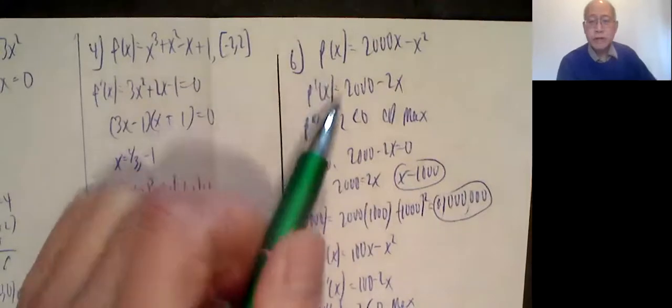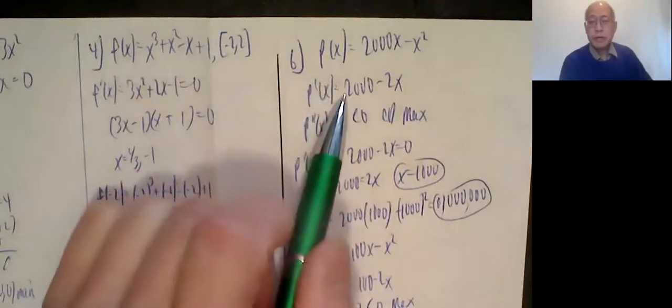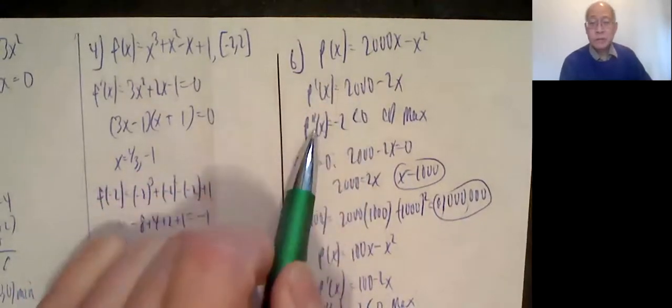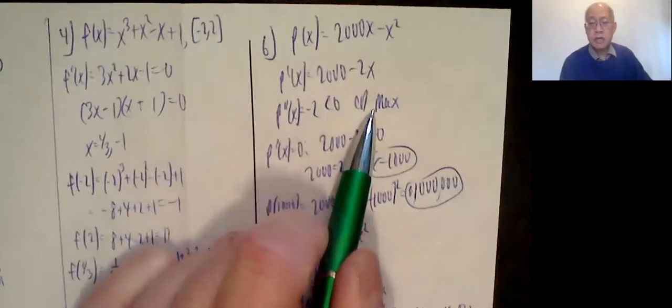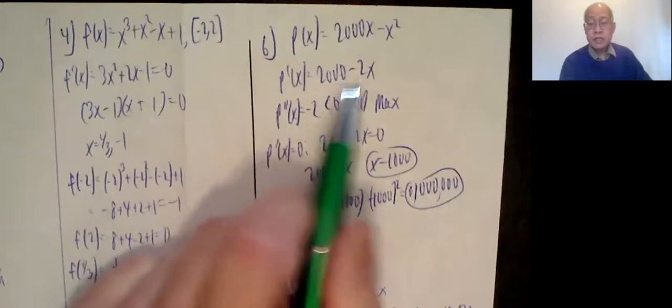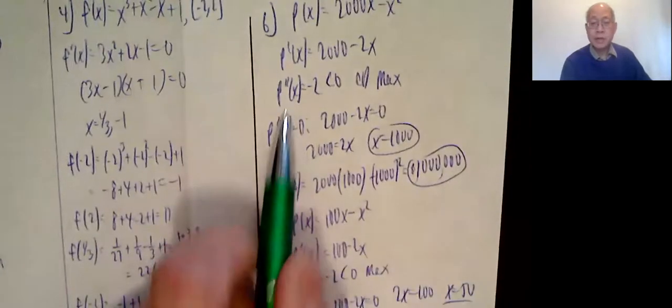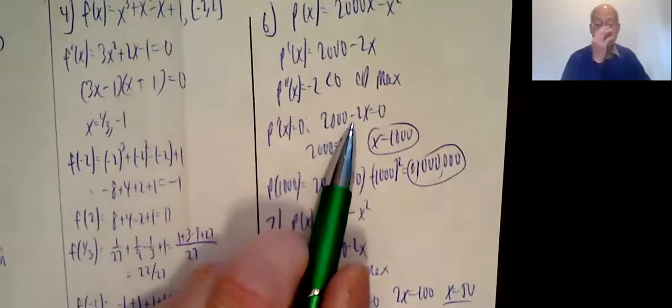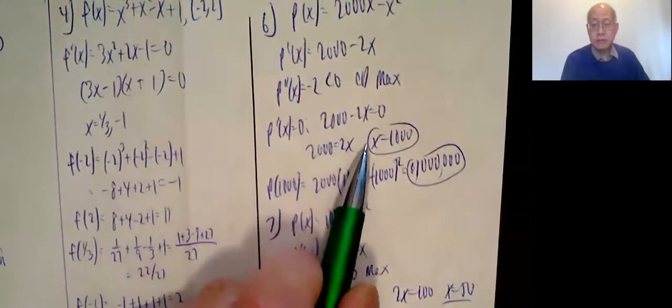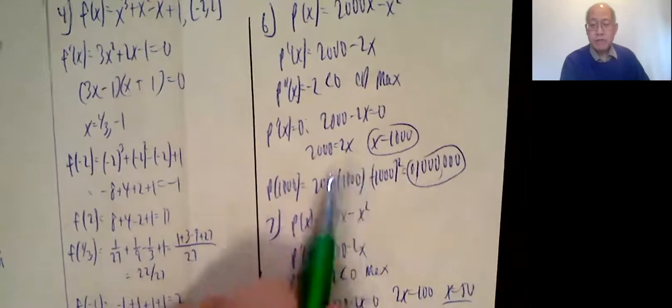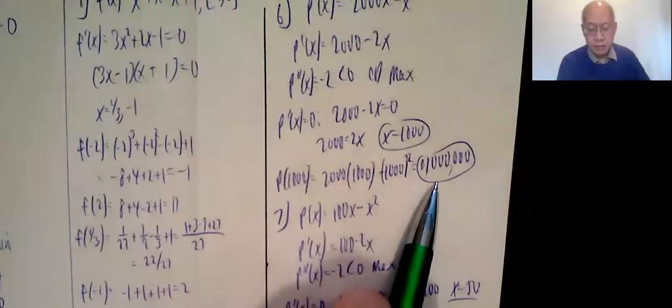Number 6, here's a profit function. So P prime is 2,000 minus 2x. P double prime is negative 2. That's less than 0, meaning concave down, meaning maximum. So I set this equal to 0, and that's pretty much it. So 2,000 minus 2x equals 0. Add 2x, divide by 2. X is 1,000. And then what is the maximum profit? I plug 1,000 back into the original. It comes out to be $1 million.